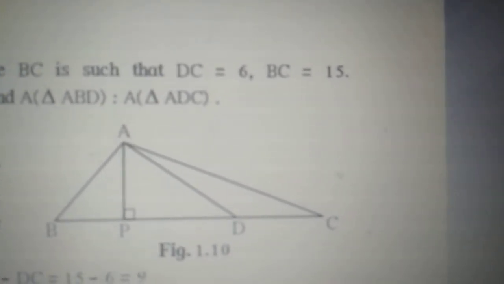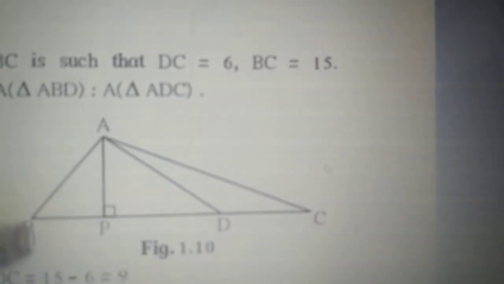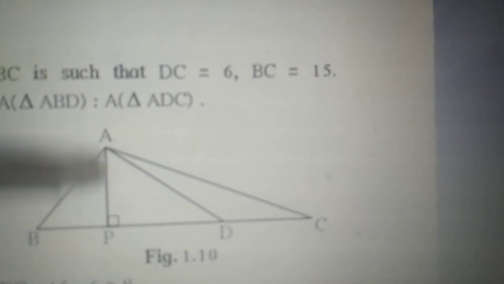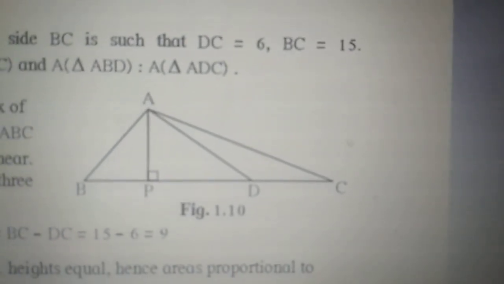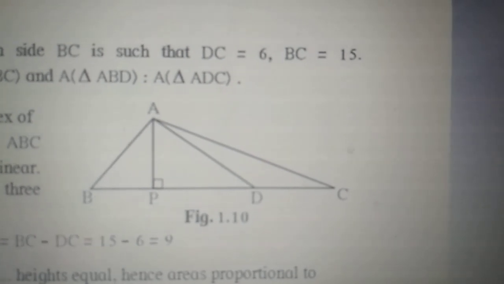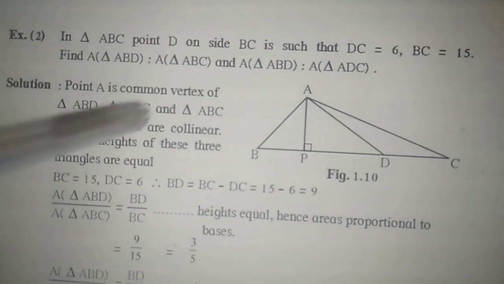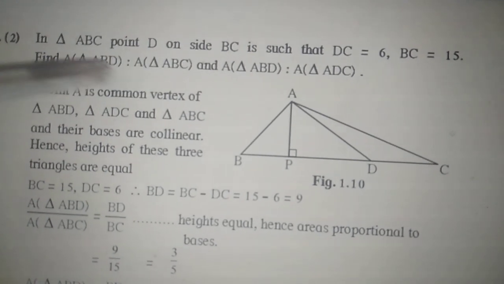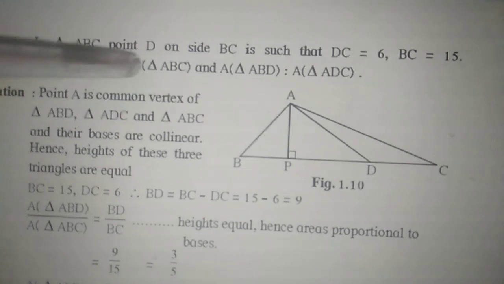The main triangle ABC, this ABD, this ADC all have a common height with common vertex A. That is, AP is the height of all three triangles, triangle ABC, triangle ABD, triangle ADC, having the same height with common vertex A. So the ratio of areas of triangle ABD upon ABC: if height is equal, then the ratio of areas is equal to the ratio of corresponding bases.